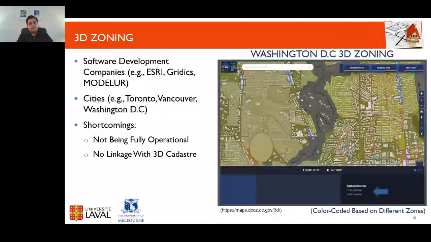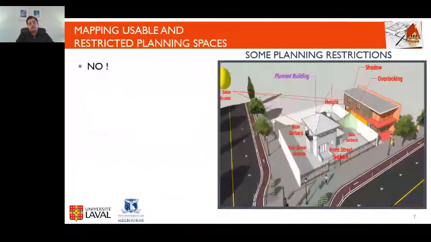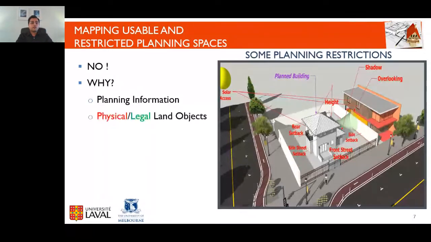Now, there is another important question to answer, which is, can we map all planning restricted spaces into 3D cadastre? This time the answer is no. It's not that straightforward. The main reason is, as mentioned before, 3D zoning is formed by planning zones and mainly includes planning information. Moreover, planning restrictions are not necessarily fully representable in legal environments such as 3D cadastre is.